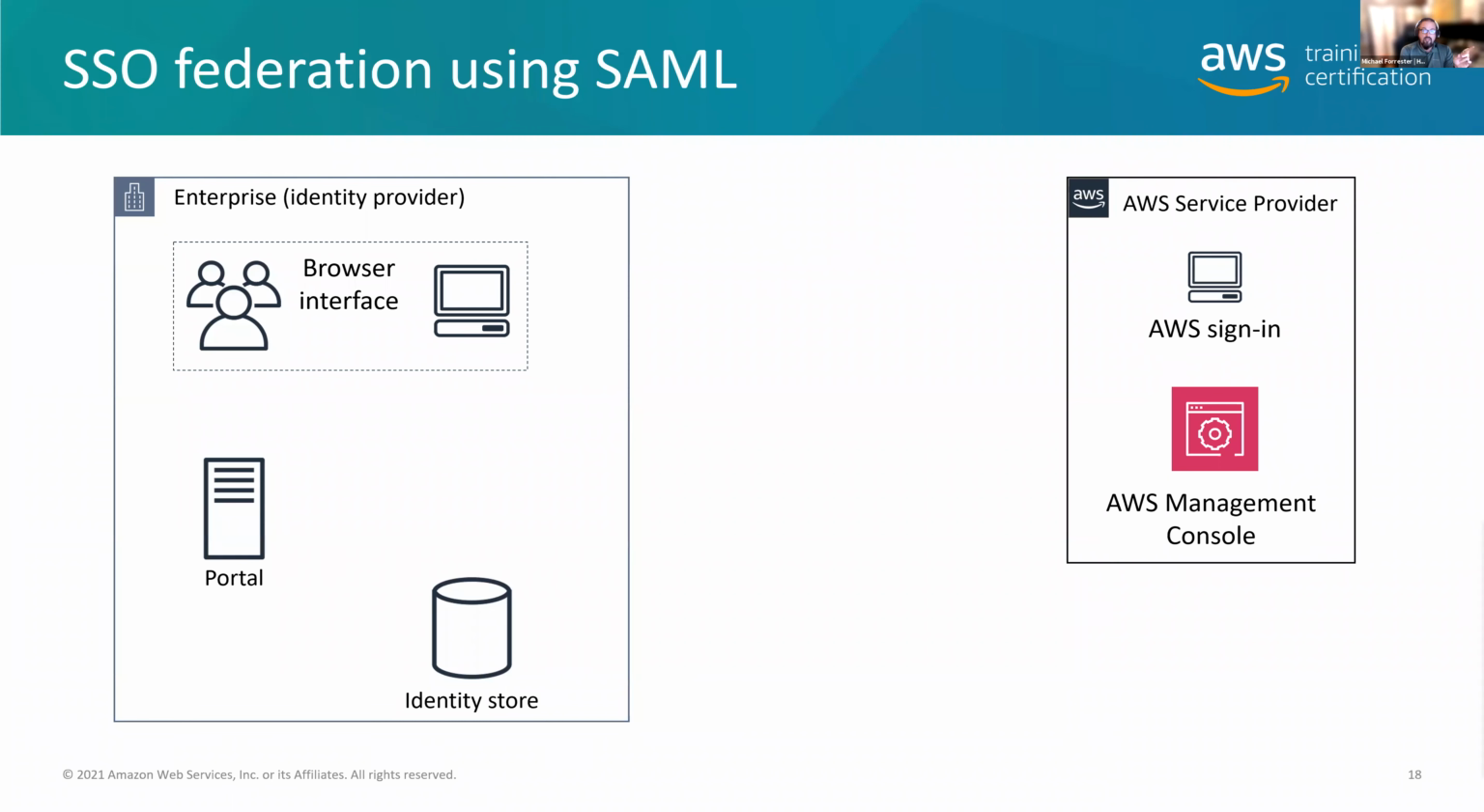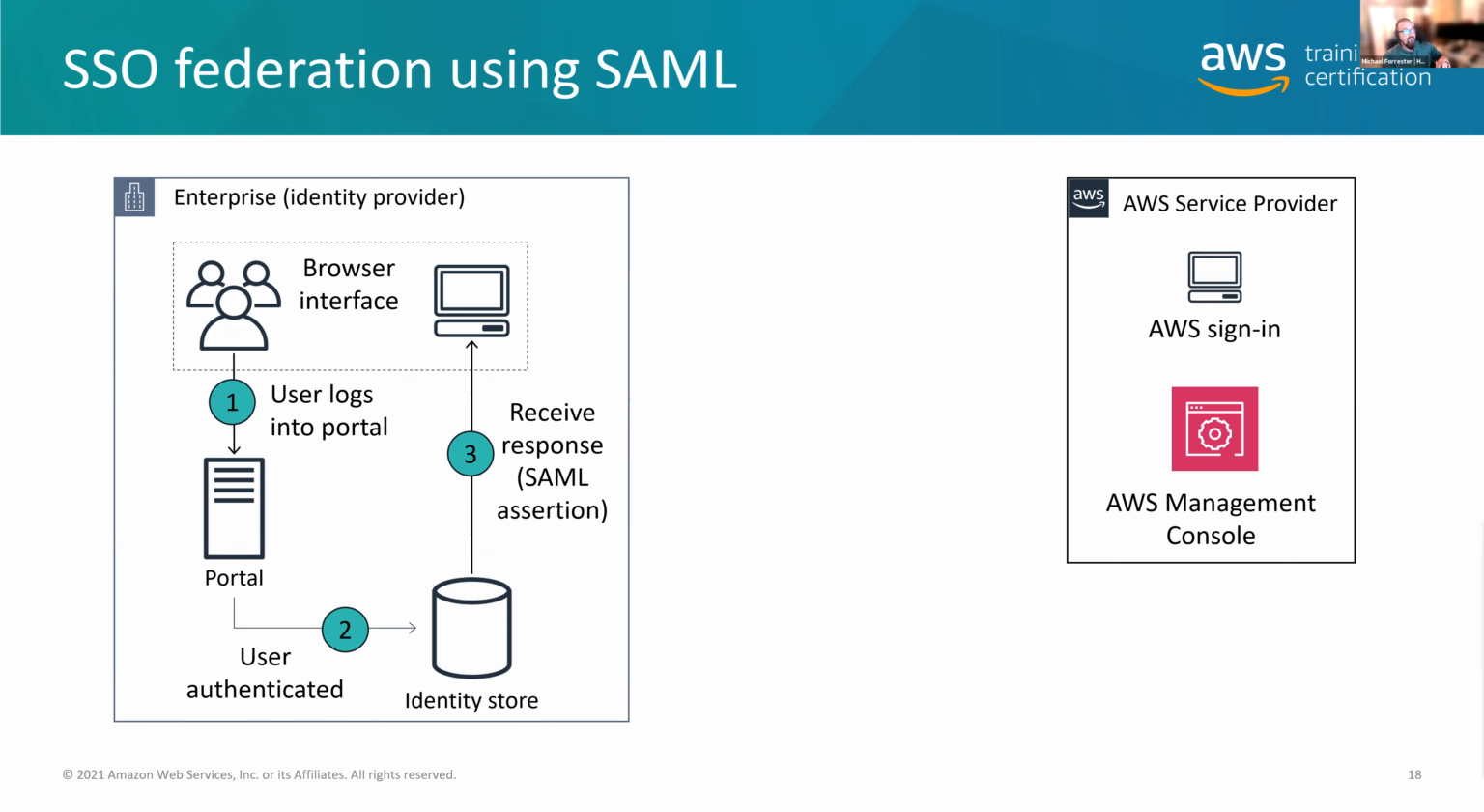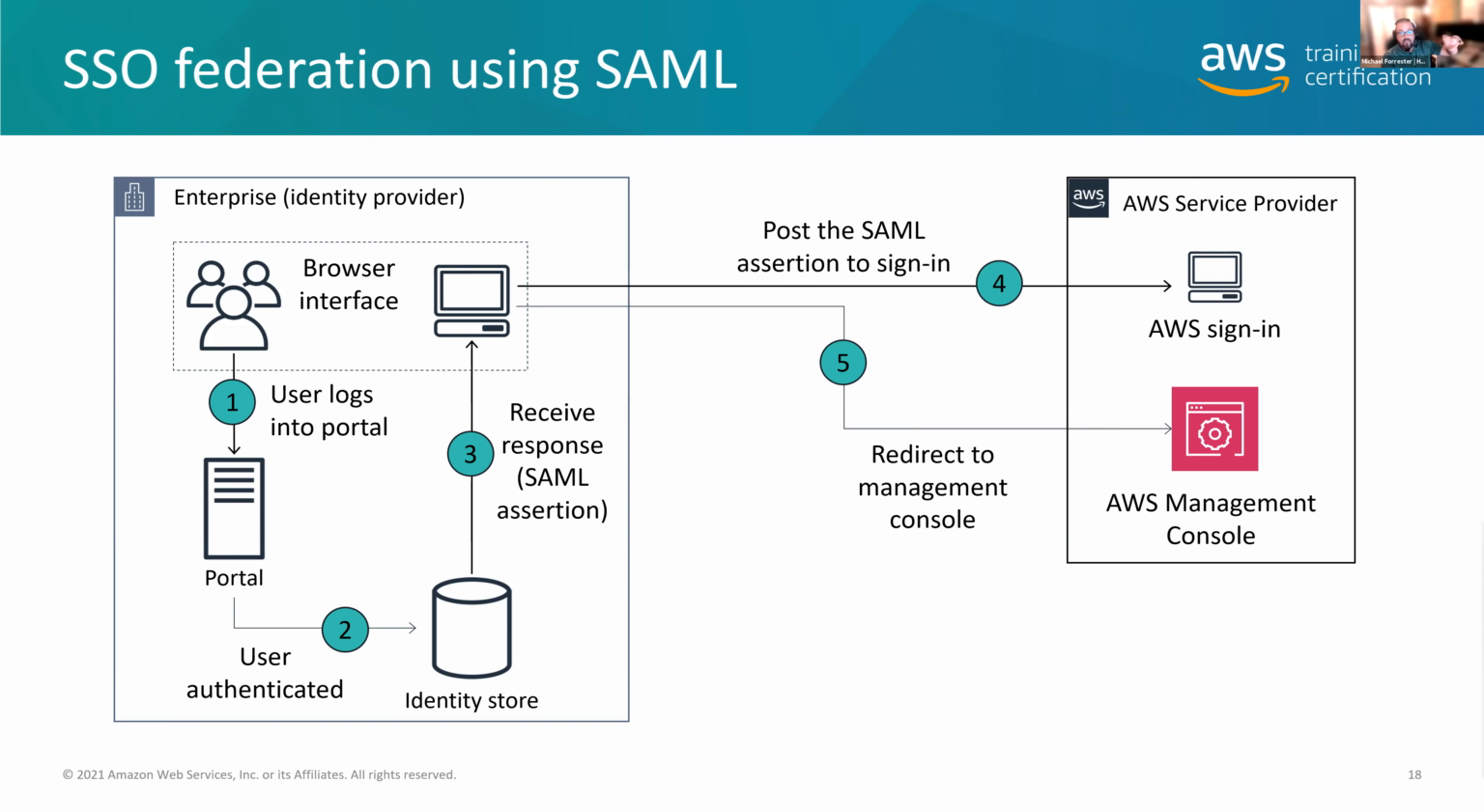Once again, notice that the user has to go over into their portal and log in first. That's always the first step. They have to authenticate and log into their respective data store. And then they receive the SAML assertion from the identity store, which is then posted over to AWS's STS, right? And then a token's kicked back and they are redirected to the management console in that same session with the right information necessary to access the management console.